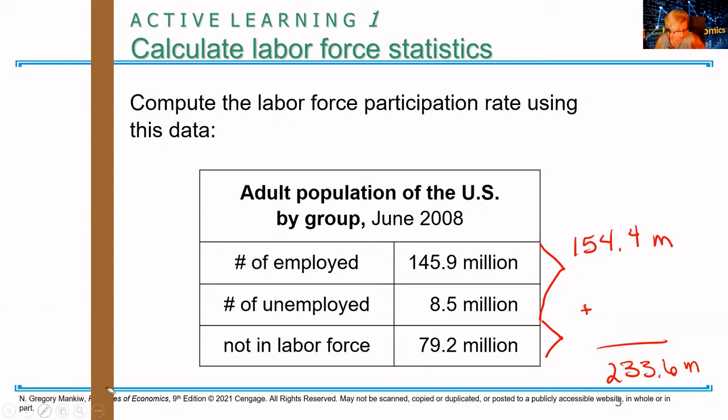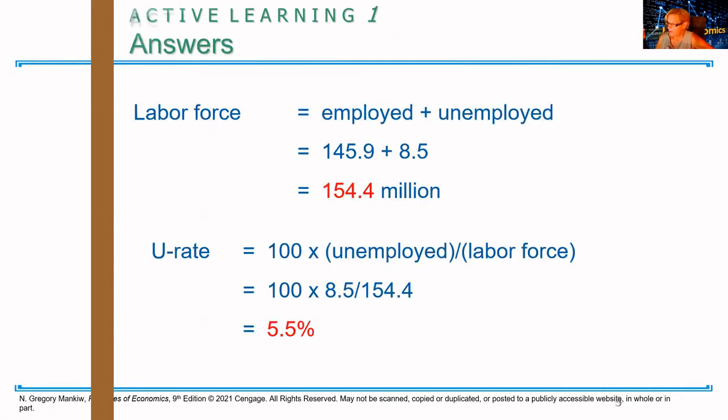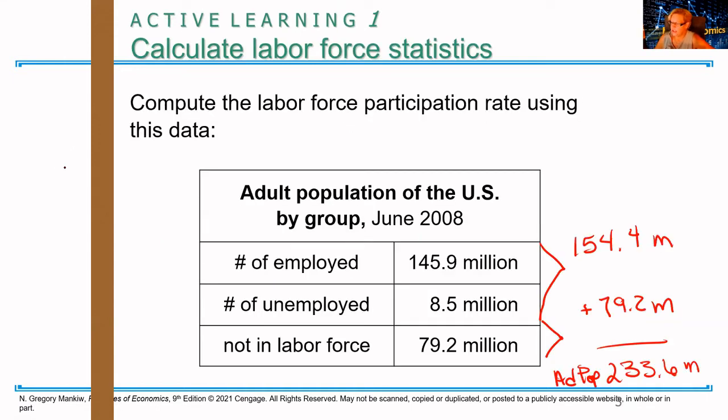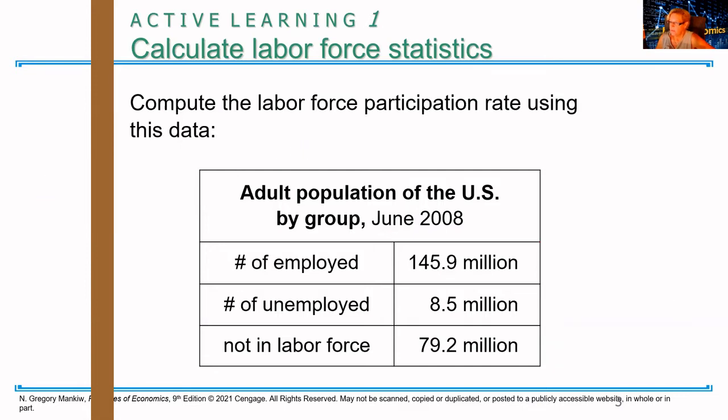All I did was add in the 79.2, not in the labor force, to get our adult population, 233.6. Okay, and then what I'm going to do is take the labor force, 154.4, divide that by the 233.6, multiply that by 100 and express it as a percentage. So when we do that, we end up with the labor force participation rate.